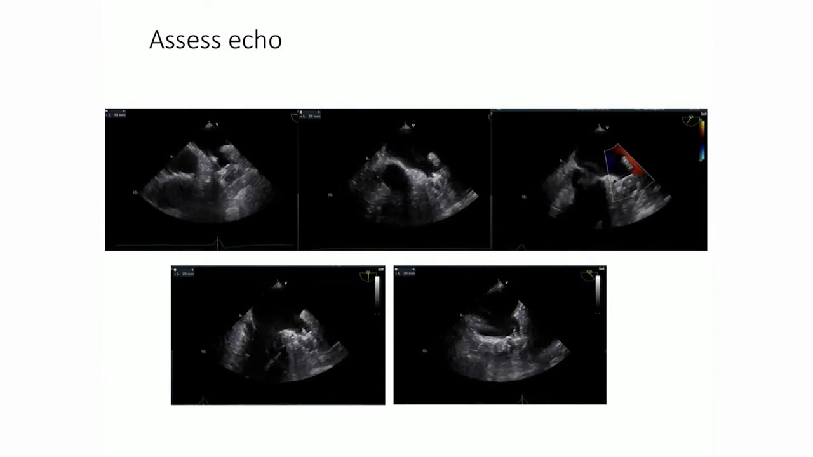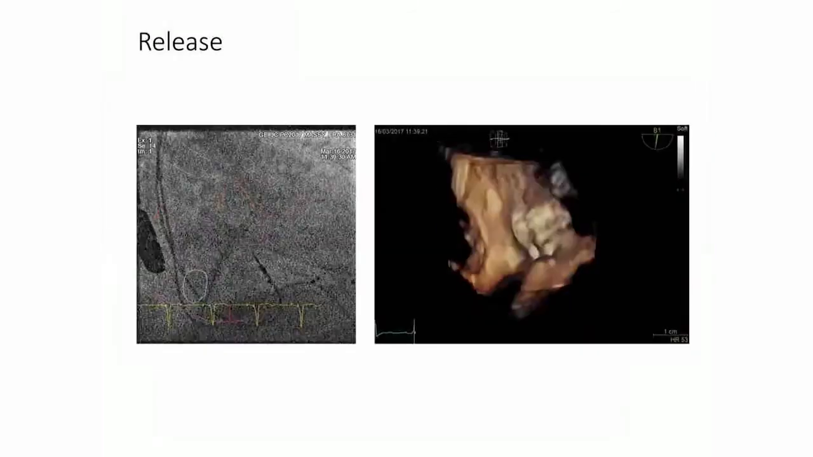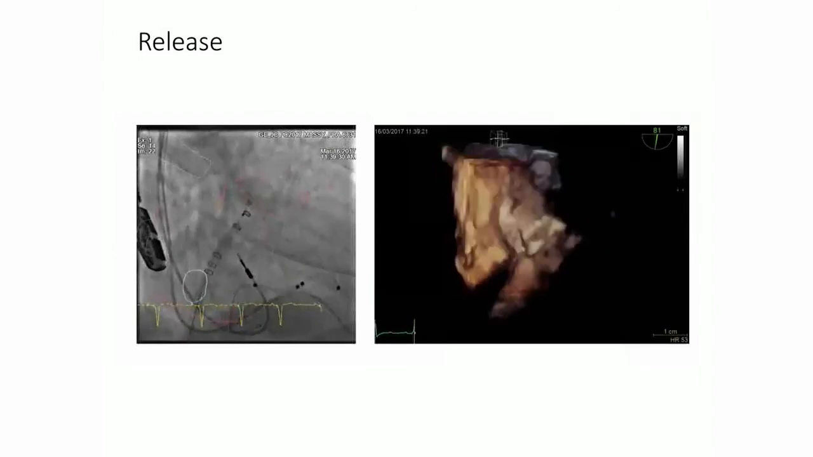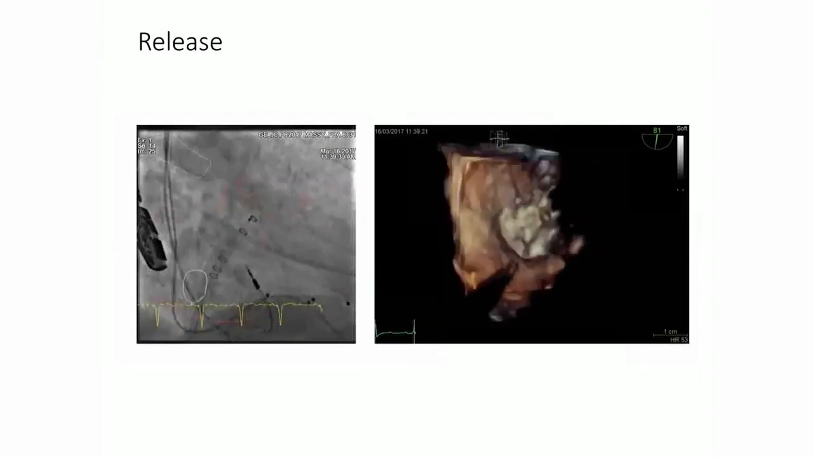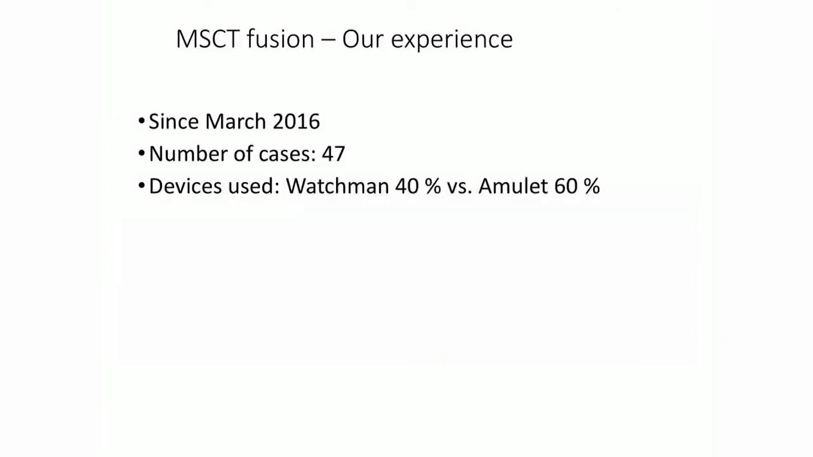We do a final assessment by echo to make sure that the device is properly positioned and has the adequate level of compression. And then we release, as you can see here.